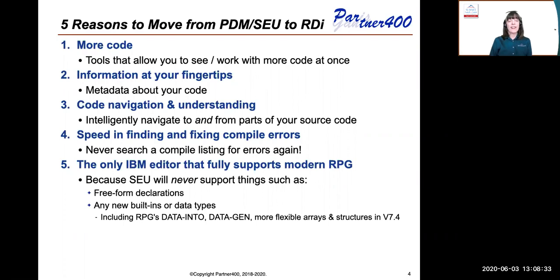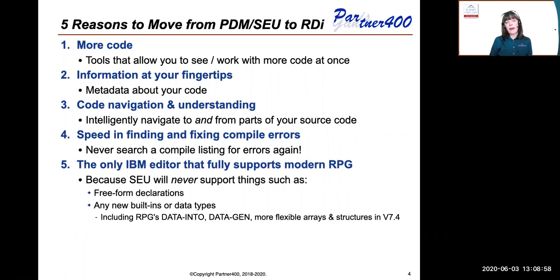Of course, probably the one thing that got me out of SEU in the very beginning was number 4: the speed with which I could find and fix compile errors. It's a simple thing. It's been there forever in RDI and its predecessor tools, but it's still right up there as a good reason to move.